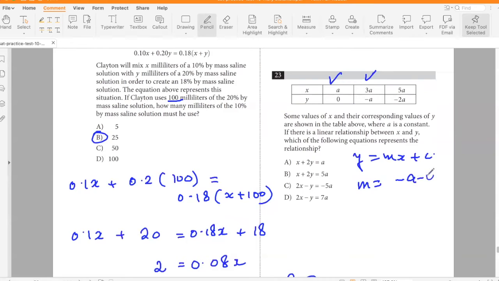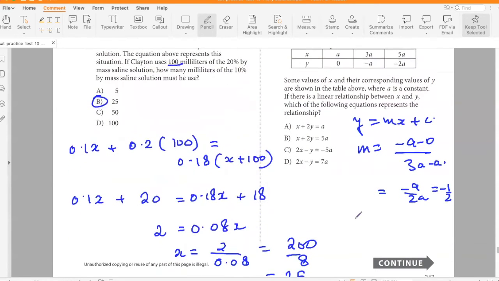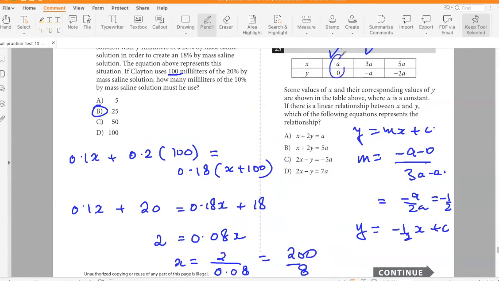So minus a minus 0 over 3a minus a. So minus a over 2a. So that's minus half, right? So the slope is negative half. So I can write y equals negative half x plus c. And then I can use this point to find the value of c.